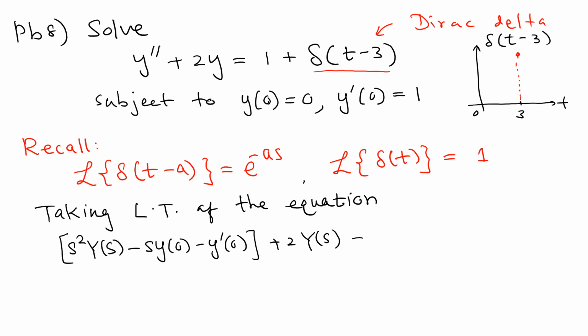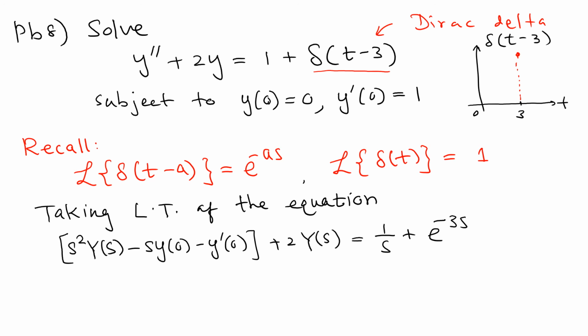And on the other side, it is 1. 1 means 1 over s. And the delta, so it is e to the minus, in this case, negative 3. So it's negative 3 s. So that's what you get from the formula.